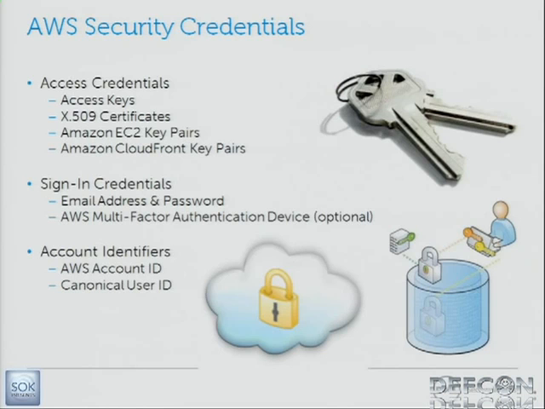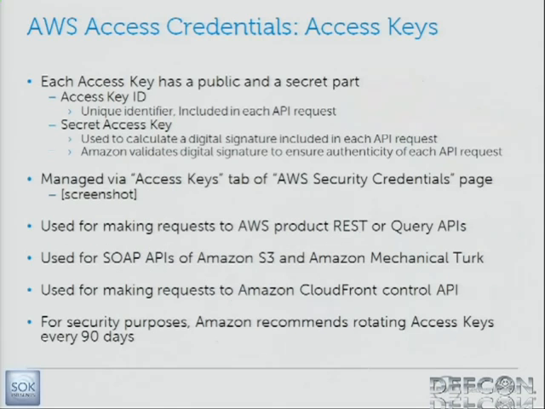So when we first set out to do this project, we wanted to understand all the different kinds of credentials out there and what the different uses of those credentials are, and then which ones control which other credentials. So there's really three broad categories of credentials for Amazon Web Services. There's access credentials, there's sign-in credentials, and then there's a set of different account identifiers that you have to use. In terms of access credentials, you've got access keys. An access key is merely a long, unique string of digits. There's a public and a secret part of that.